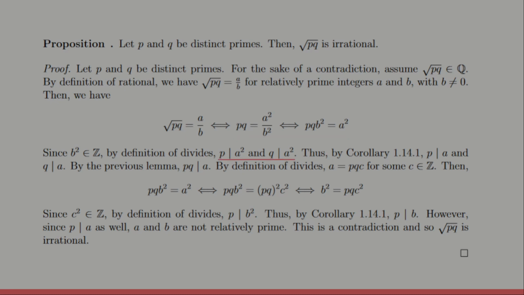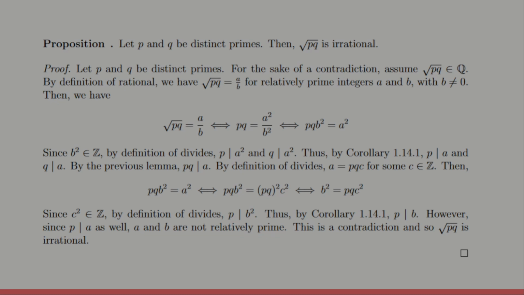The proof becomes different here, because we must point out that both p and q divide a squared, and by our corollary, a itself. By our lemma, since p and q are distinct primes that divide a, the product pq divides a. It's important that we show the product divides a, since it will enable us to isolate b squared on one side. Now we can use the definition of divides to show p divides b squared, and by our corollary, b itself. Thus, a and b are not relatively prime, which is a contradiction.